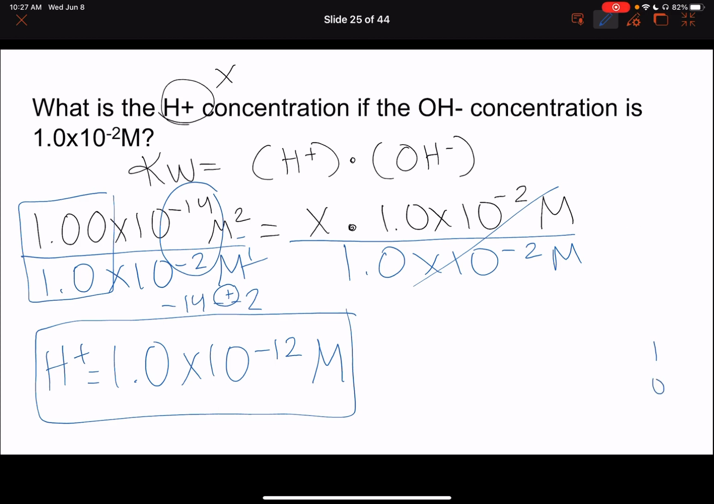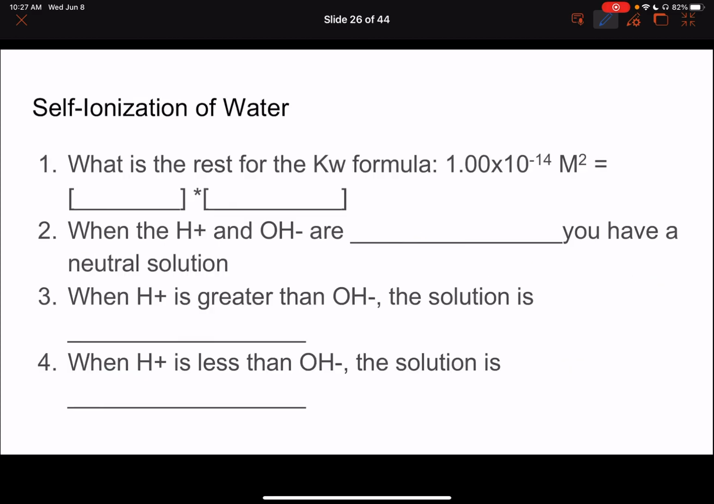So if we take a look at a number line, and we had our OH at negative 2, and we had our H plus all the way at negative 12, we would see that our OH had the greater concentration, so this one would be more basic because it's closer to 0.